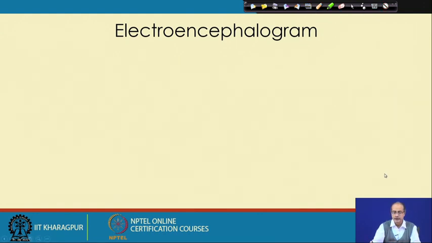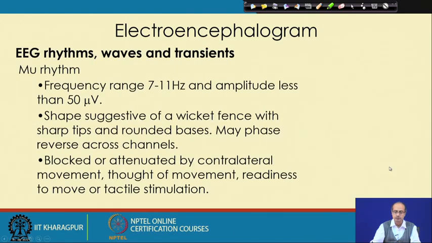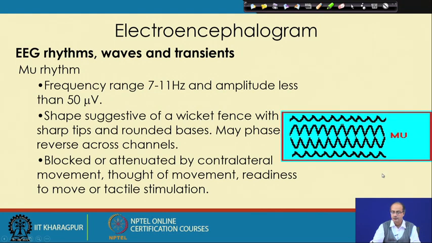Now, let us look at the mu rhythm. In the case of the mu rhythm, the frequency range is between 7 to 11 Hertz, and the amplitude is less than 50 microvolt. So, amplitude-wise, it is similar to the previous one, however, it is repetitive, unlike a single wave. In this case, the shape looks like a wicket with a sharp tip and rounded base. If you look at this part, we get that nature here, sharp tip and rounded base.